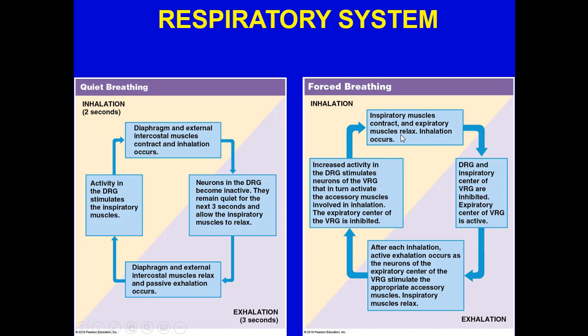So what am I saying here? You're going to have this seesawing effect so that one nucleus is not overseeing all activities, but it's a seesawing effect. In quiet breathing, it's mostly DRG. In forced breathing, you have DRG interacting with the VRG to make sure that you have more forceful breathing in and out for the oxygen demands, the gas demands of the body.